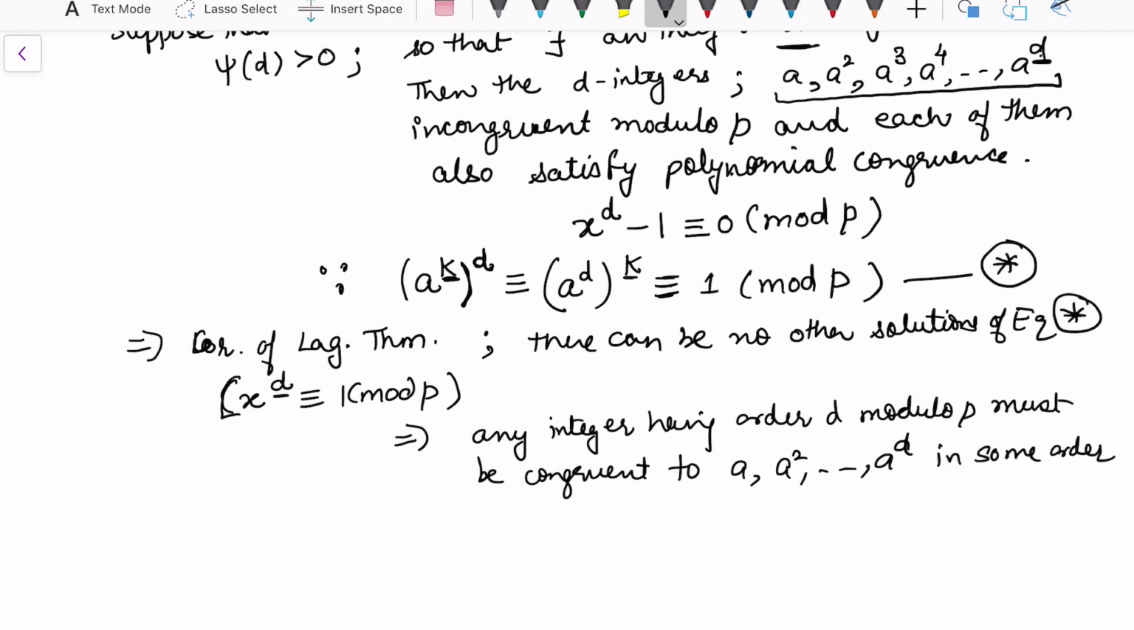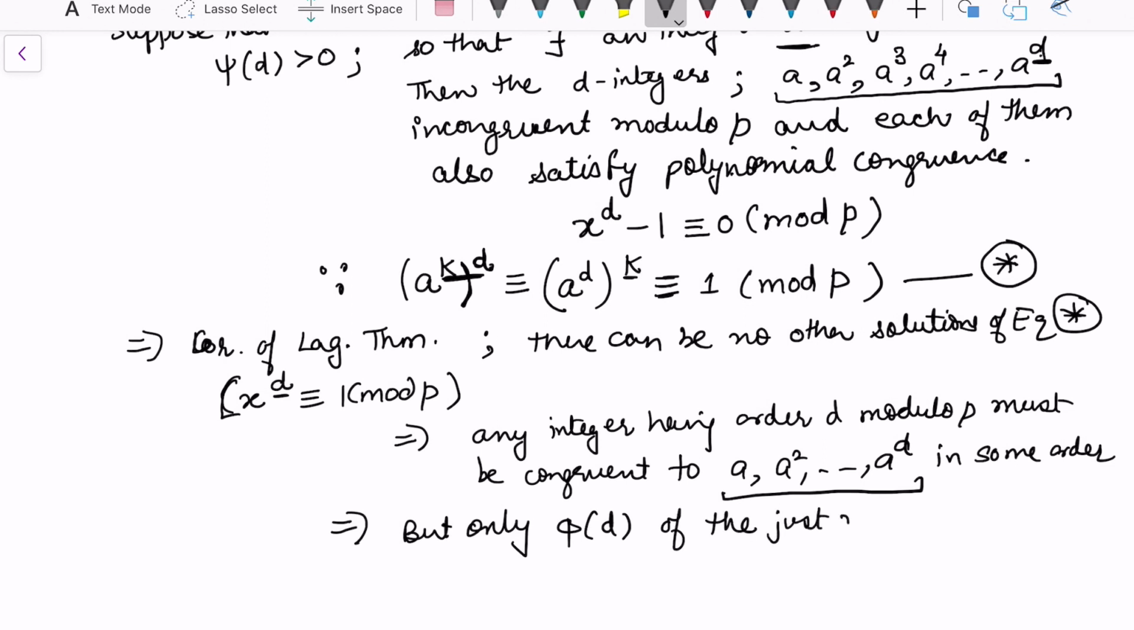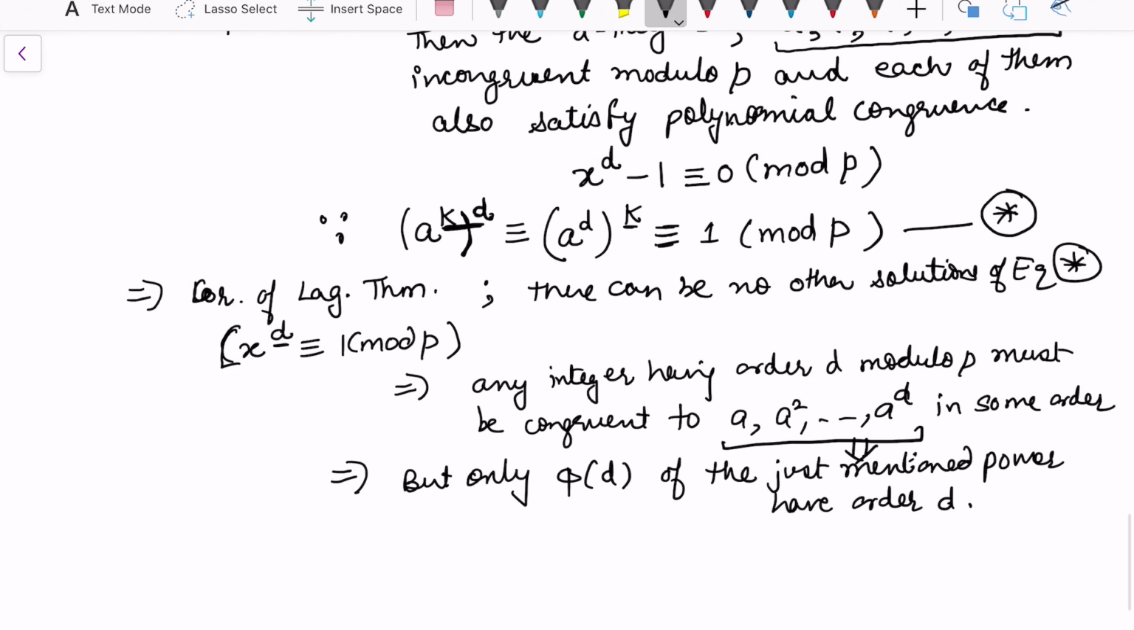If I choose any higher power of this, they must be congruent to one of these in some form. And how many are these? This implies there are only phi d of the just mentioned powers that have order d. Why will they have order d? We have already done this.